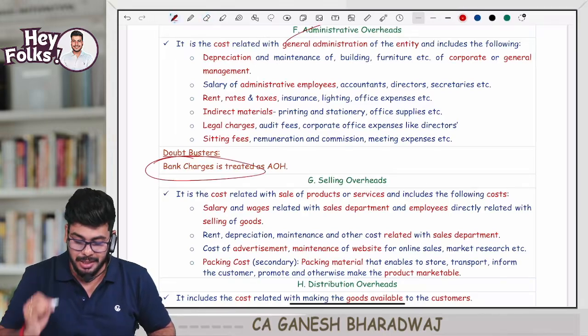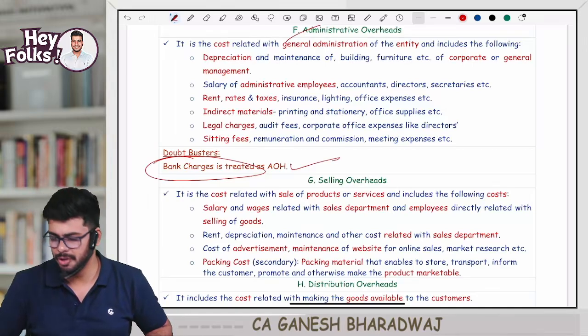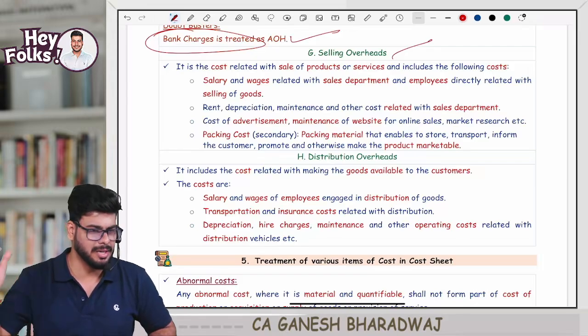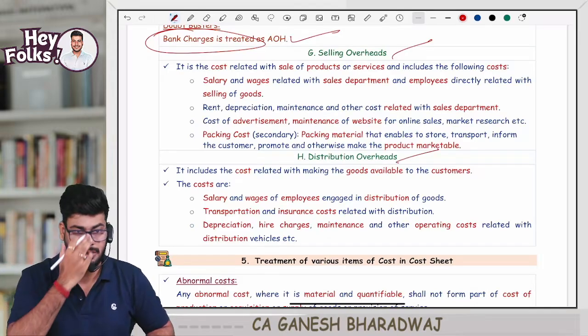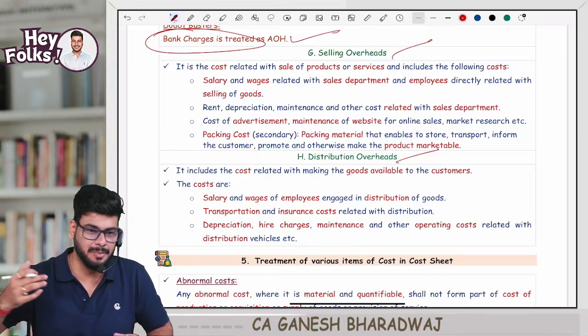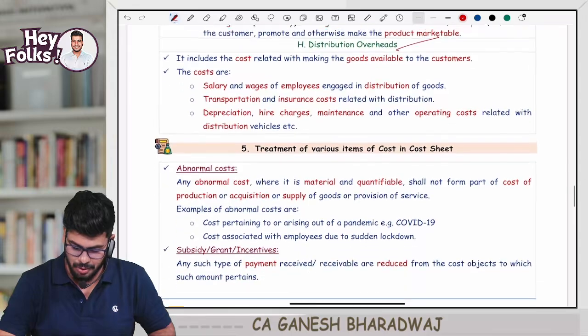Right? Bank charges are treated as what? AOH. Are you all clear with this? Will you forget it? No. Right? And selling overheads, any cost incurred in a sales depot. Distribution cost, what is it? Any cost incurred for actually selling my products to my customer. Distribution, handling and all that. Are you clear with this, guys? You are able to understand this, right?